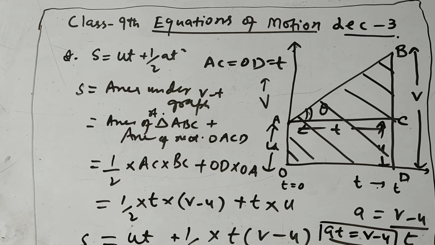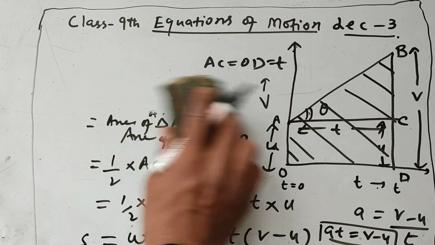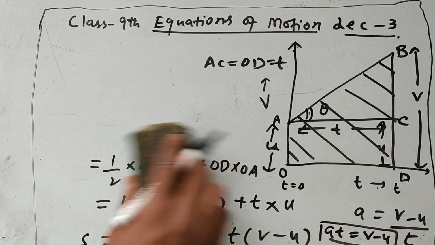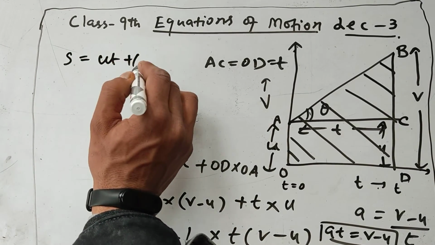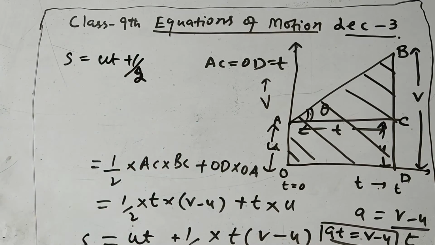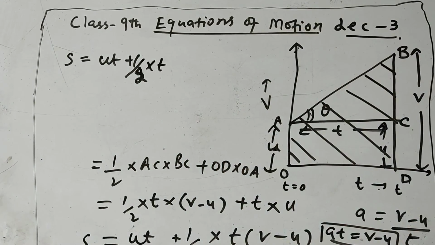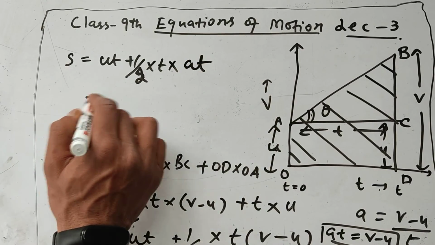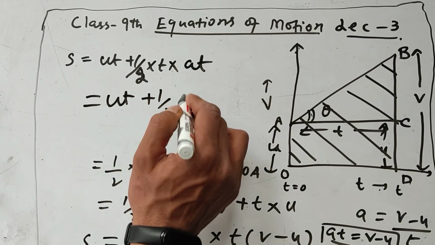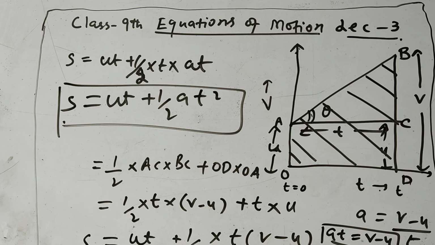Now S is equal to UT plus half of T into, instead of V minus U we will write AT. So we got UT plus half of AT into T, that is half AT square. So we have derived the second equation of motion.